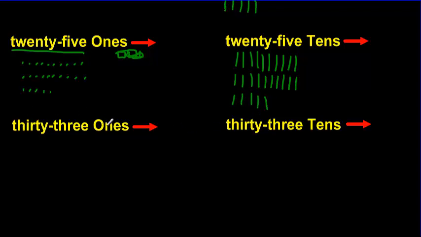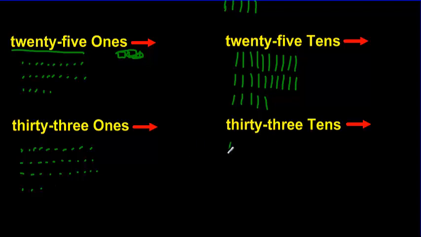Next part. 33 ones. Oh man, that's hard. No, it's not hard. Look, 33 ones. Same idea. 1, 2, 3, 4, 5, 6, 7, 8, 9, 10, and again 10, and again 10. There, that's 30, right? 31, 32, 33.